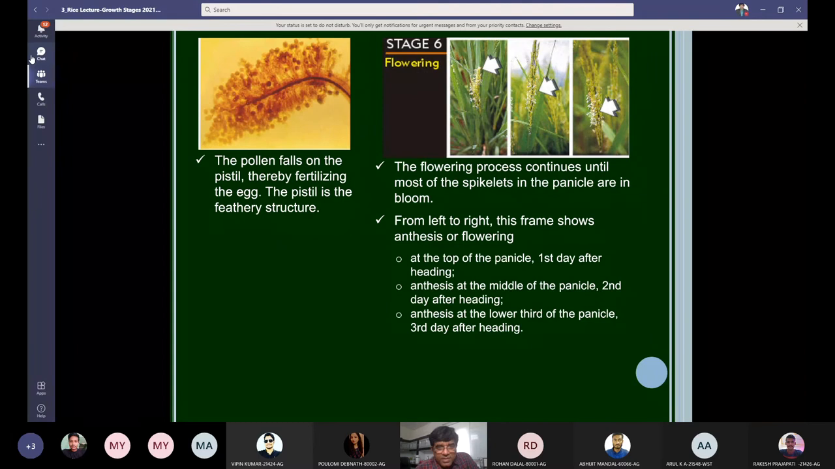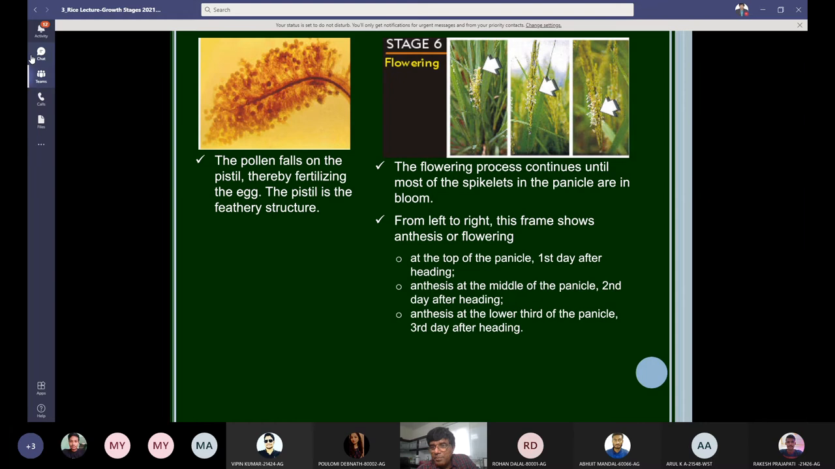The pollen falls on the pistil, thereby fertilizing the egg. The pistil is the feathery structure. The flowering process continues until most of the spikelets in the panicle are in bloom. Bloom means flowering. From left to right, the frame shows anthesis of flowers. So you see these pictures from left to right. In the first picture, you can see the top portion of the panicle is flowering. In the middle picture, you see the middle part of the panicle is flowering. And in the extreme right, you see the lower part of the panicle is flowering. That means flowering starts from the top, then the middle, and then the lower part of the panicle.